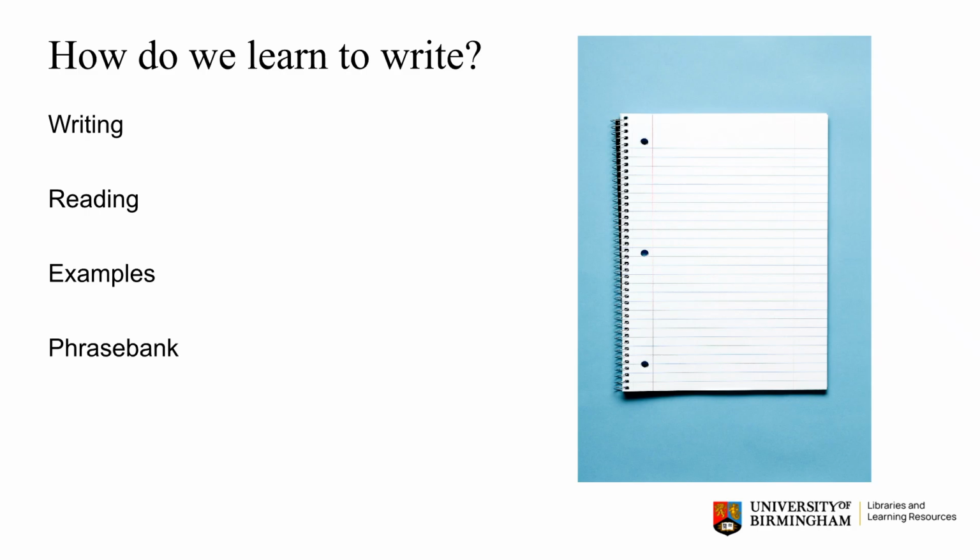How do we learn to write? As we begin studying, or returning to studying after a break, it's worth reflecting on how we learn to write. How do we know what makes good academic writing? Well, we learn just like we learn to do anything else. By practice, so we learn to write by writing and reflecting on our writing. But we also learn by reading.